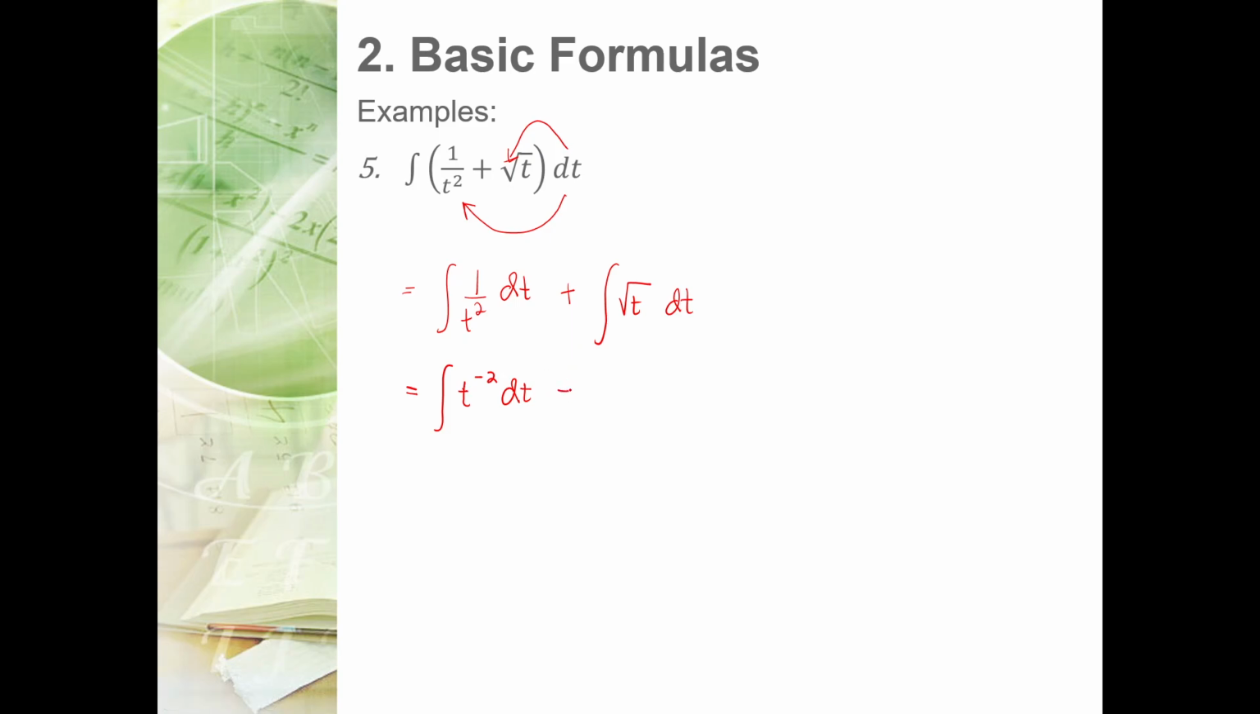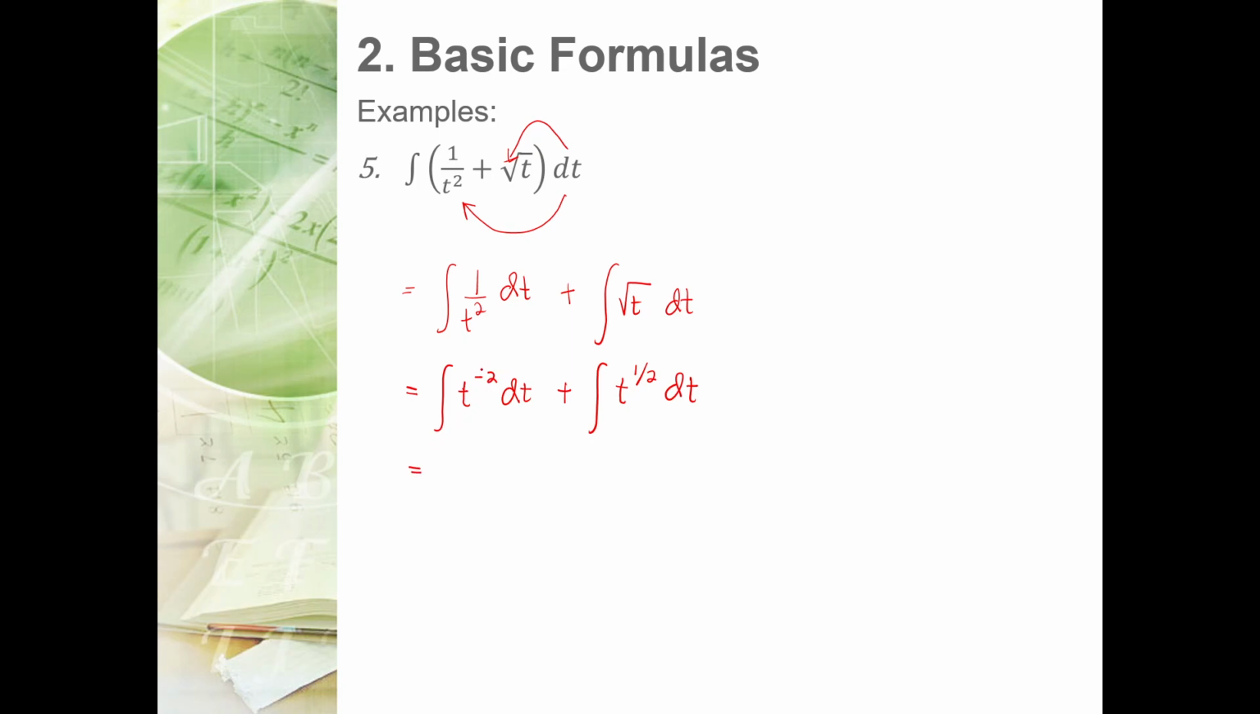And then the second term, for us to be able to deal with the radical, we convert it into its exponential form. So that's t raised to 1/2 dt. Okay, so we can now use the exponential rule for integration.